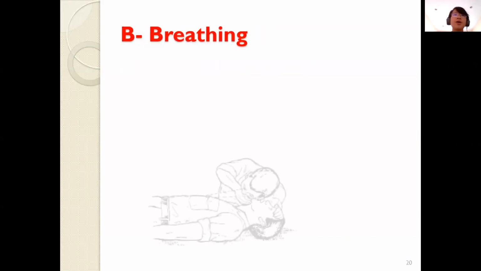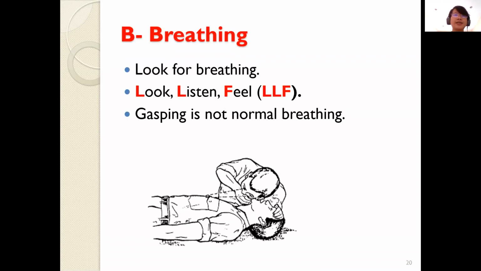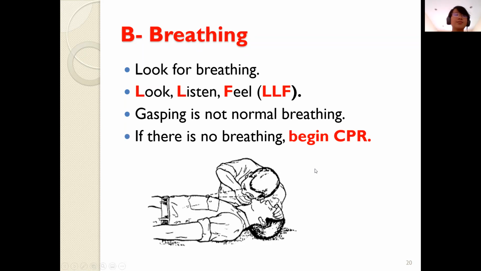And then after you open the airway, you want to check for breathing. And we do looking, listening, and feeling. Look, listen, and feel for breathing sounds. Look for chest rise. Listen for breath sounds and feel the warmth of the vapor against your cheek. And remember, gasping is not normal breathing. Agonal gasp is not normal breathing. And if there isn't breathing or if there's abnormal breathing, you must begin CPR.